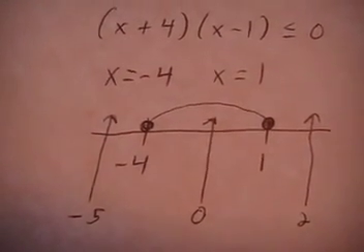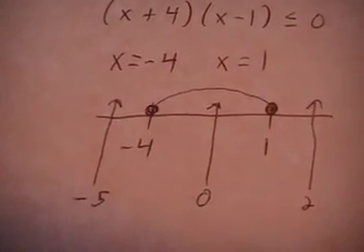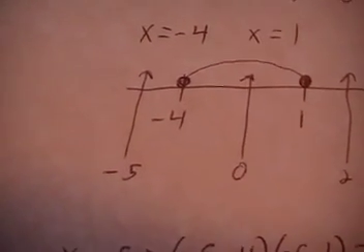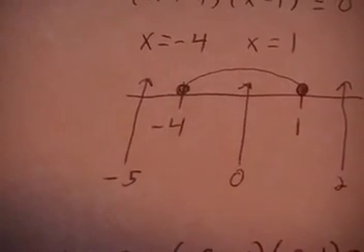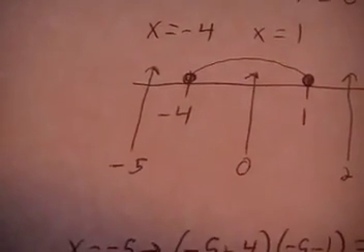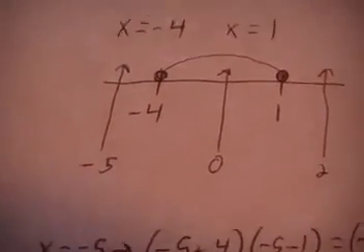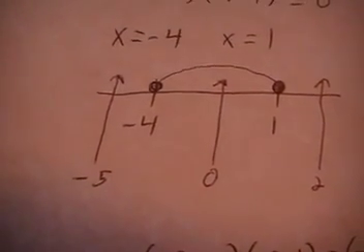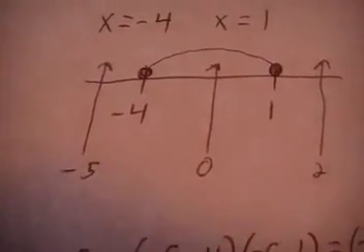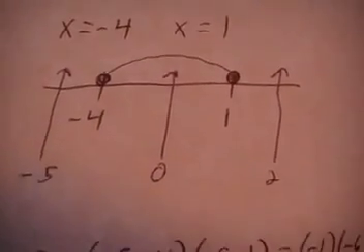You just use 3 test points. Pick any number less than -4. I choose the most convenient number. The first whole number less than -4 is -5. Pick any number between -4 and 1. Why not pick 0? That's a nice number to work with. I always pick 0 whenever I can. And then anything bigger than 1, so why not use 2?